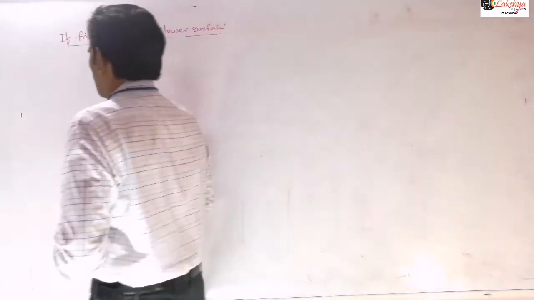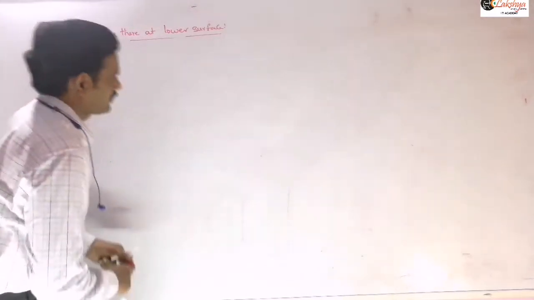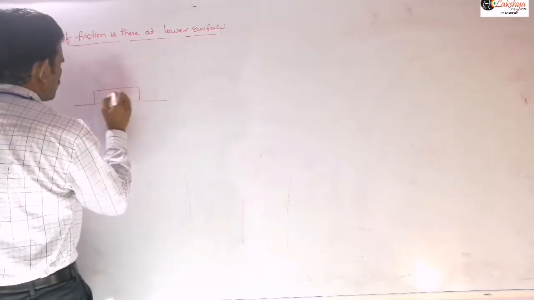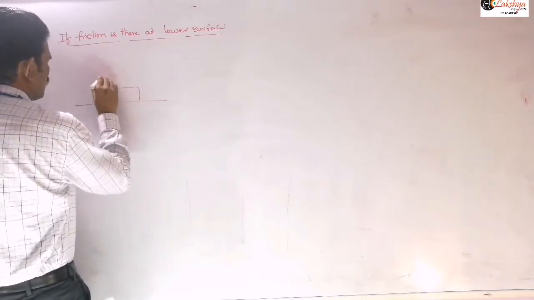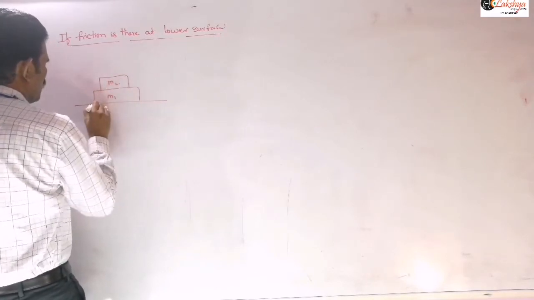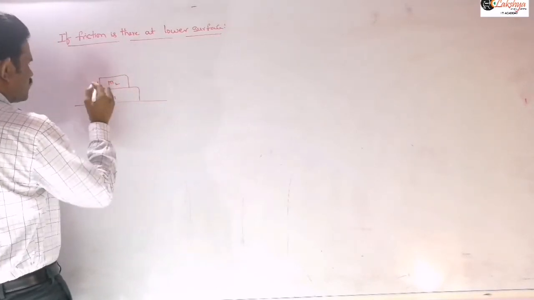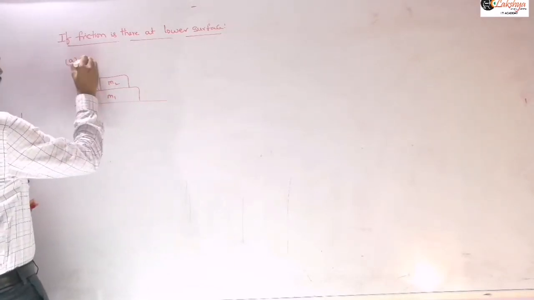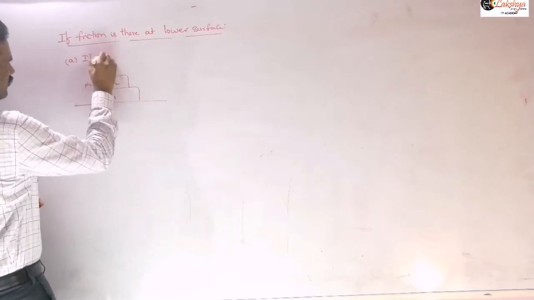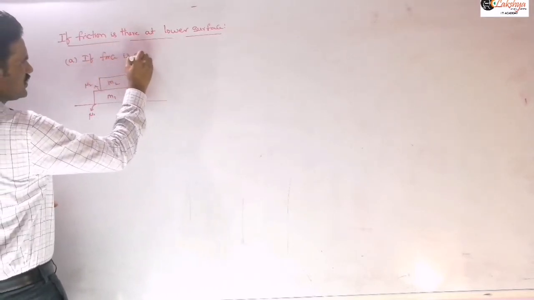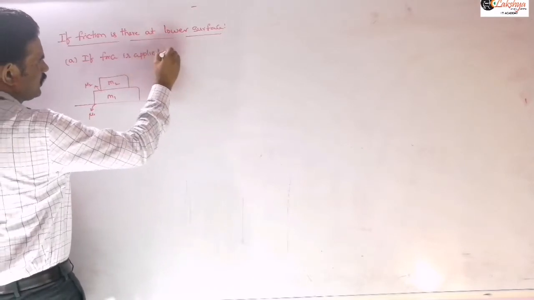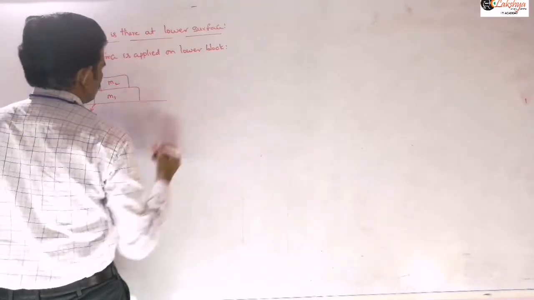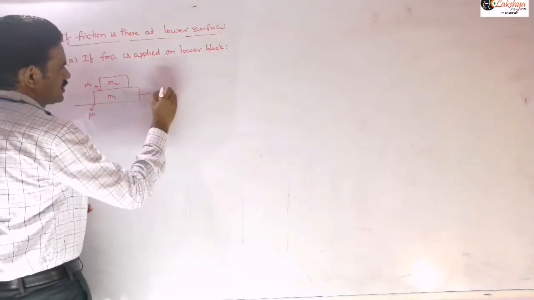Now here I am taking the case where there is some friction on the lower block on the surface. Say this is M1 and this is M2, and the coefficient of friction here is mu1, let us take, and this is mu2. That means here we are taking the case where force is applied on the lower block, right? That means this is the case we are taking here.